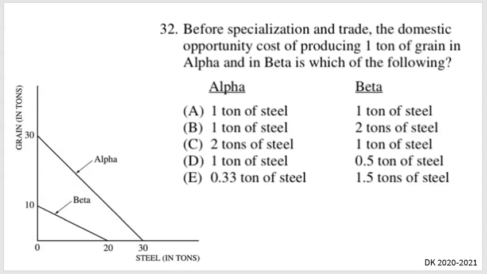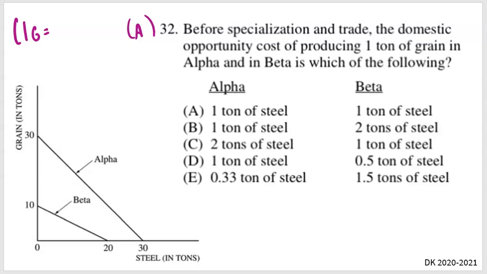So for this one, we have our production possibilities graph or curve. It's not necessarily in a production possibilities table, but we're still going to do the same concept here. This question is asking basically what is the per unit opportunity cost for producing 1 ton of grain? Well, for every 1 grain, and let's say this is for Alpha, for every 1 grain, how many steel is Alpha giving up?